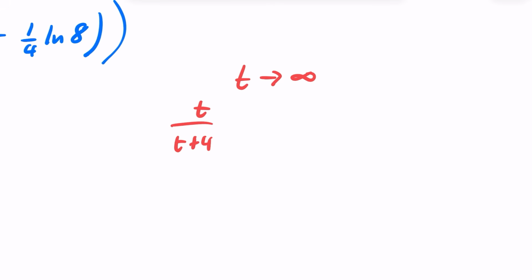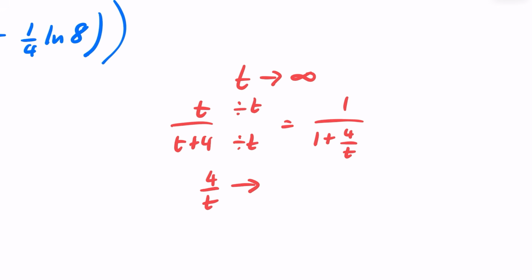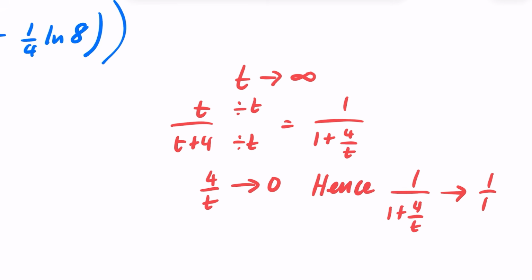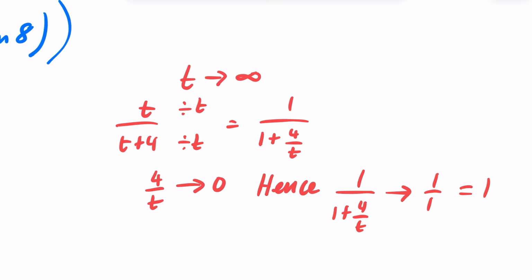But I'm going to show you a better way that we might like to think about this. If I divide this top part by t, and I divide everything in the bottom part by t, I would get 1 over 1 plus 4 over t. Now 4 over t, as t goes towards infinity, when you do 4 divided by a huge number, it goes towards 0. Hence, we can say that 1 over 1 plus 4 over t just goes to 1 over 1. In other words, it goes towards 1.